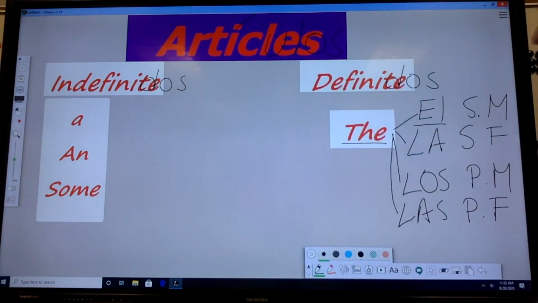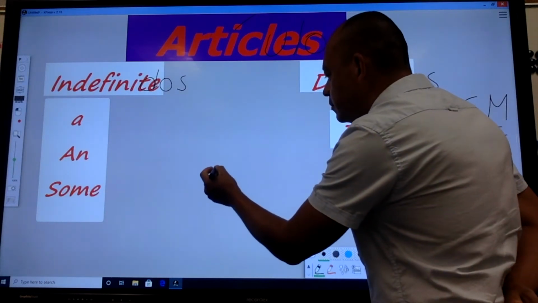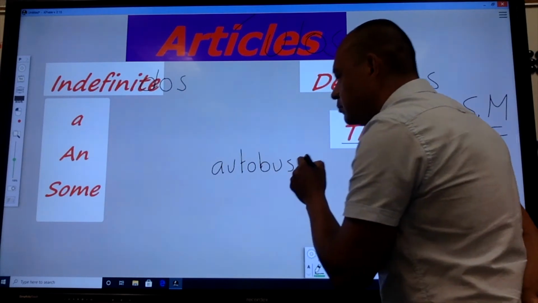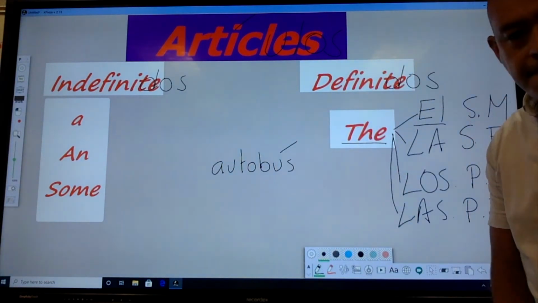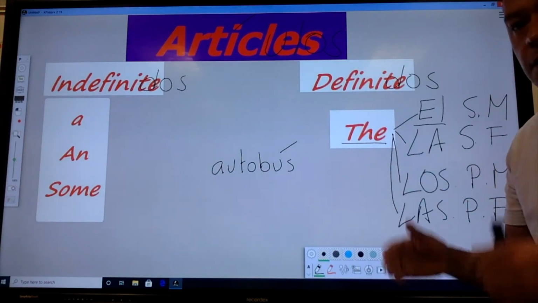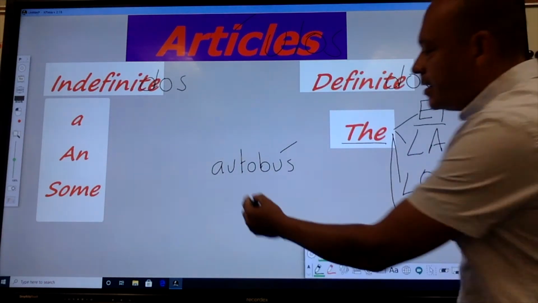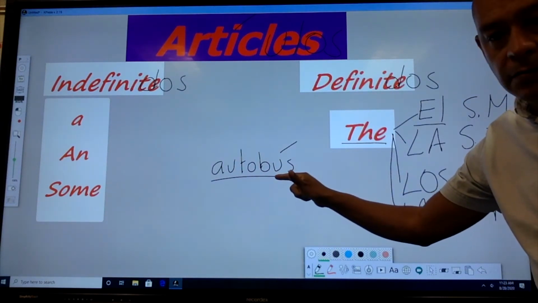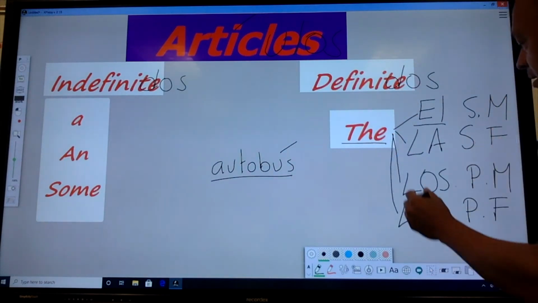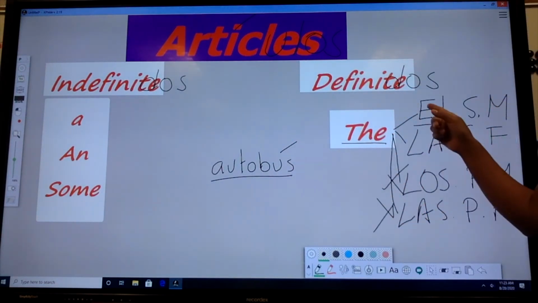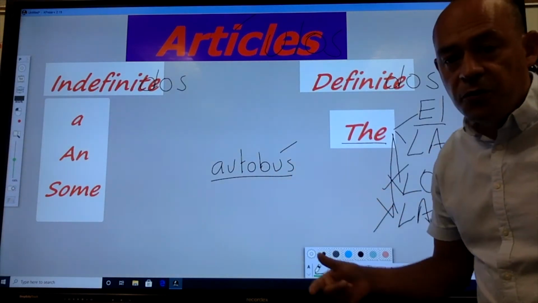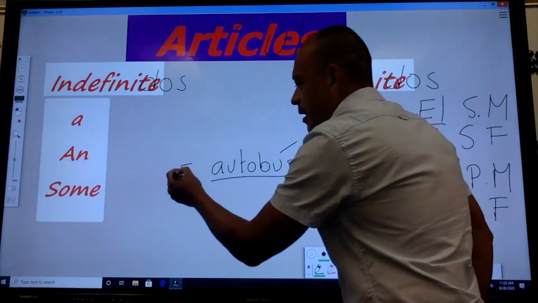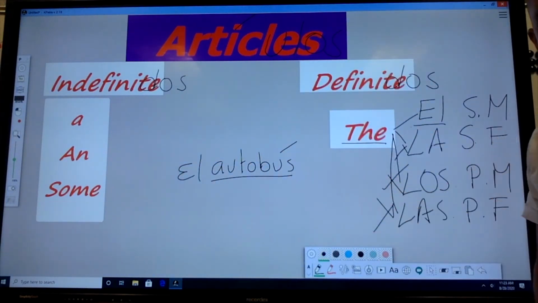Let's make an example. Autobús. The autobús. I need to pay attention and first find out, is this singular or plural? It is singular, there's only one. So eliminate it, eliminate it. Now, I got 2 left. Is autobús masculine or feminine? It is masculine. Eliminate it. El autobús. That's how it is.